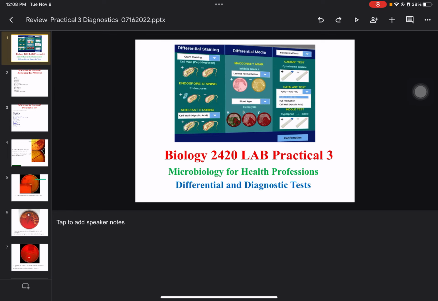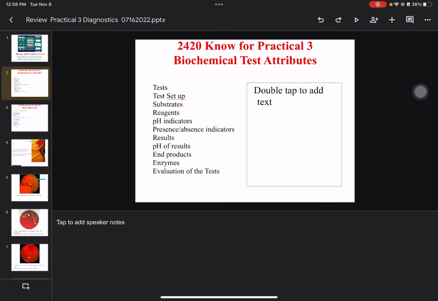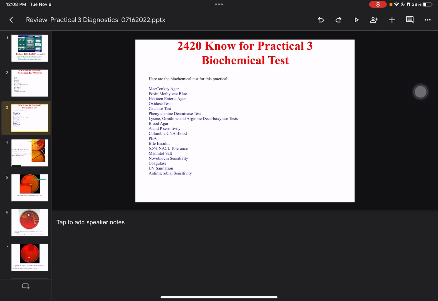Okay, fine. All right, so here are all the things you need to know for Practical 3. Test setup, substrates, reagents, pH indicators, presence, absence indicators, results, pH of results, end product, enzymes, evaluation of the test. You gotta know everything, okay? Here are all the tests you need to know. MacConkey, EMB, peptone, oxidase, catalase, phenylalanine deaminase, the decarboxylase test, blood agar, ampicillin sensitivity.